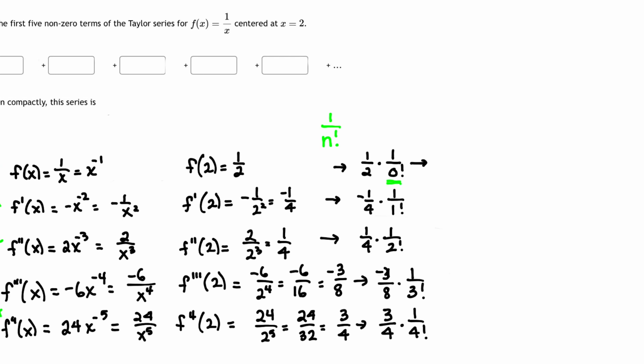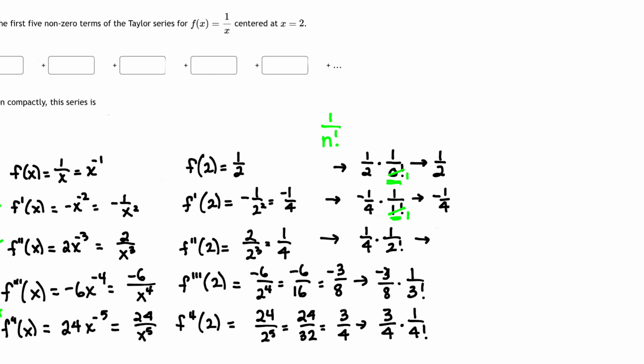Well, 0 factorial is just 1. So that's 1/2 times 1, which is just 1/2. 1 factorial is also 1. So both 0 factorial and 1 factorial are defined to be 1. Therefore, my second term is going to be negative 1/4 times 1, or just negative 1/4.